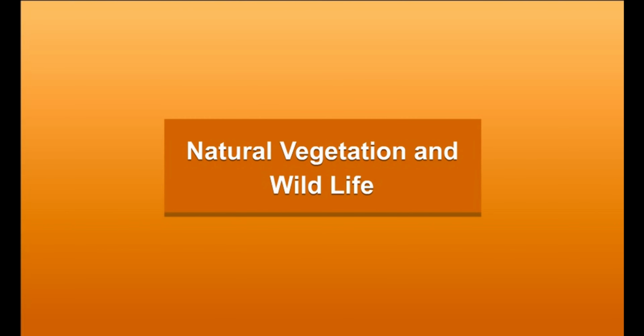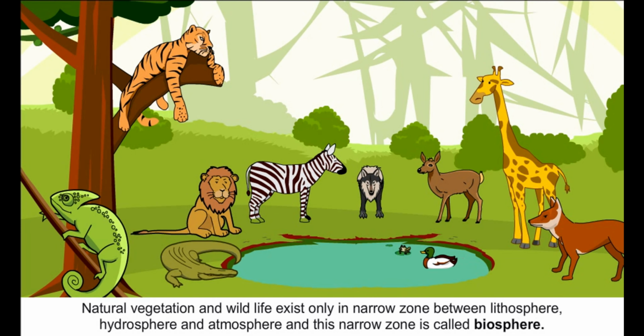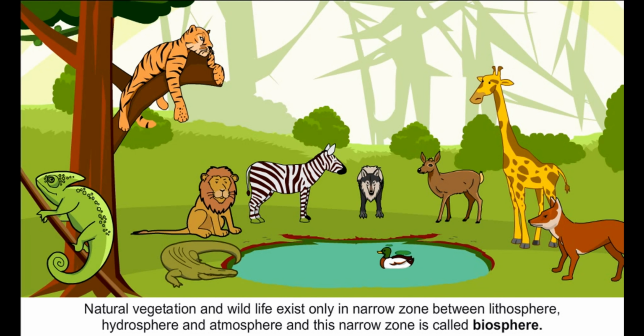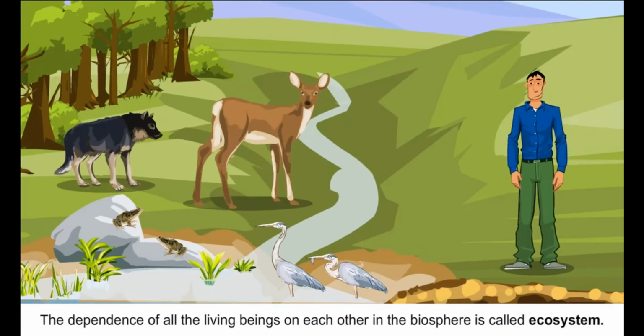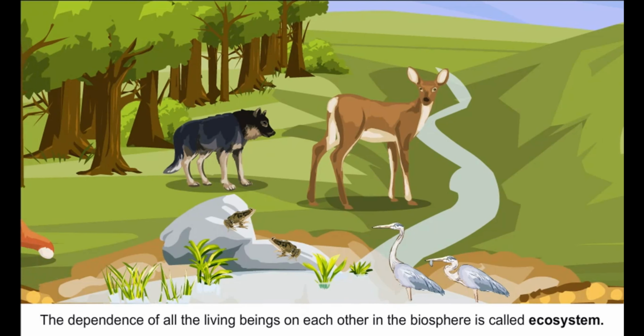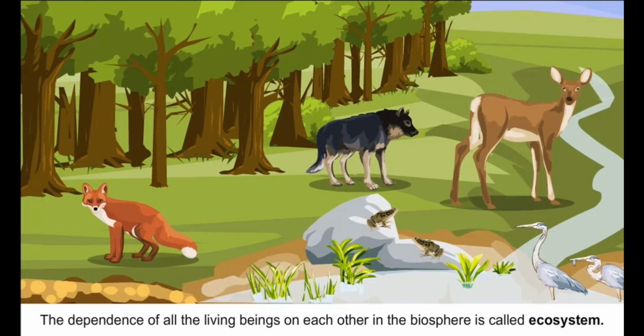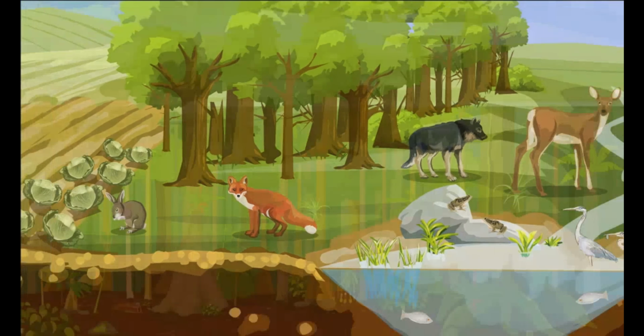Natural vegetation and wildlife. Natural vegetation and wildlife exist only in a narrow zone between lithosphere, hydrosphere and atmosphere, and this narrow zone is called biosphere. The dependence of all the living beings on each other in the biosphere is called ecosystem.